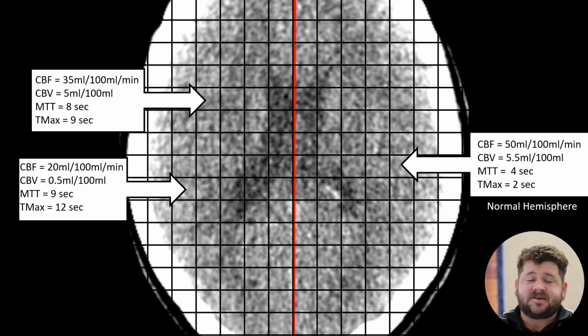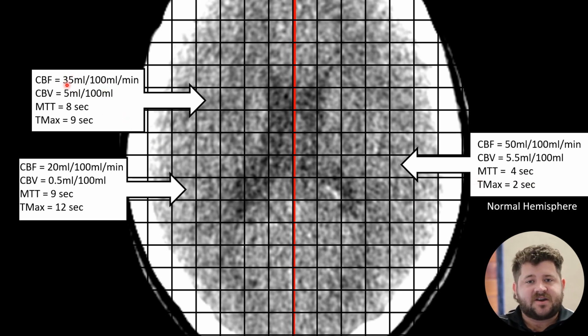Okay, so this is just another way to think of how the software is comparing our healthy tissue to our non-healthy tissue and determining core from penumbra. So over this side, we can see our normal hemisphere. These are the figures that we've got for this particular brain. We've got a CBF of 50 mil, a CBV of 5.5 mil, MTT of 4 seconds, and a Tmax of 2 seconds. Over on the other side, we see 35 mil.